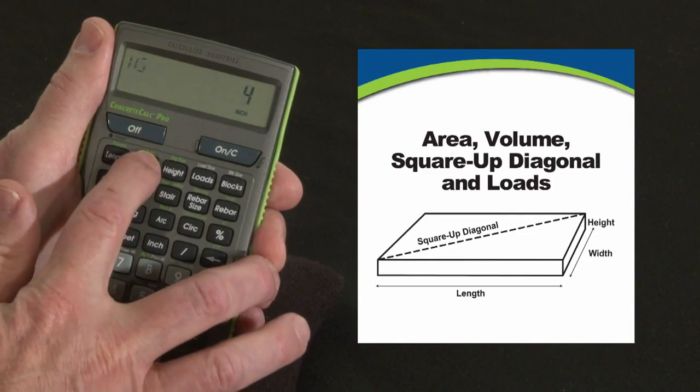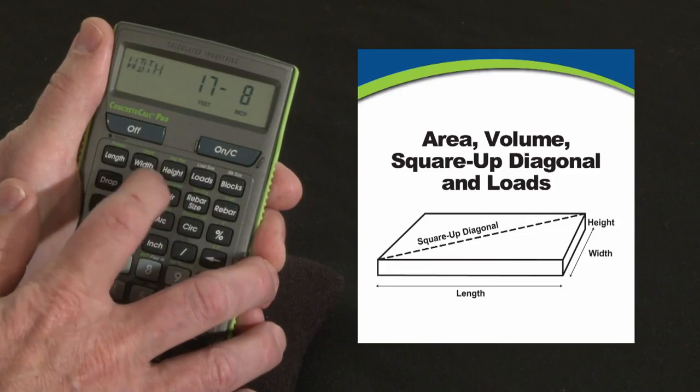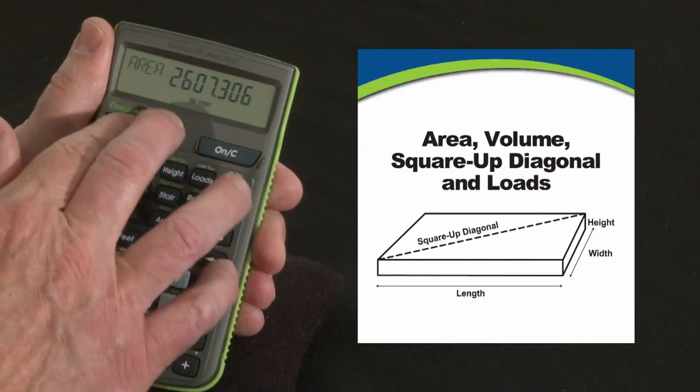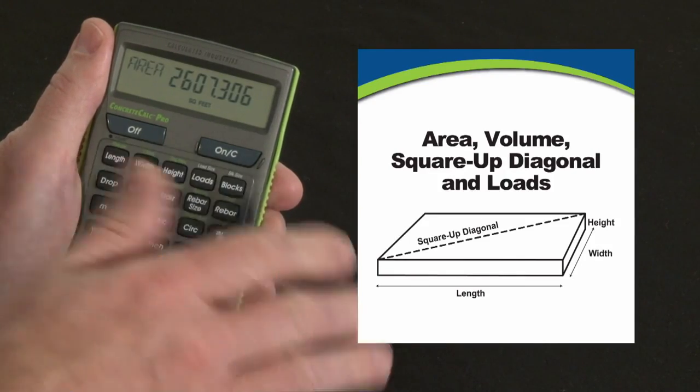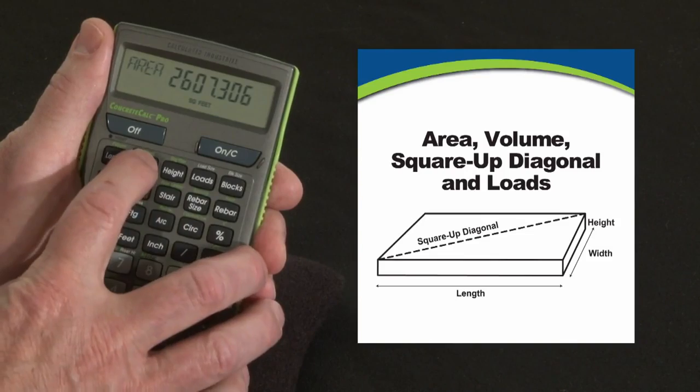So I'll come back and hit the width key, and it'll confirm that 17.8 is the width. That's correct. Press it again. There's our surface area, 2,607 square feet. So if you've got to do water sealing or treatment to it, that's how many square feet you're going to have to treat. Press it again.